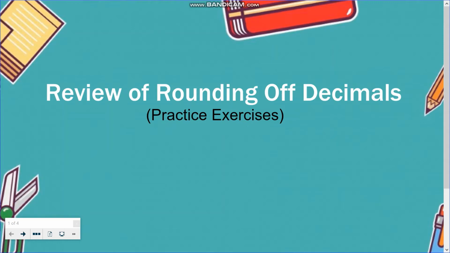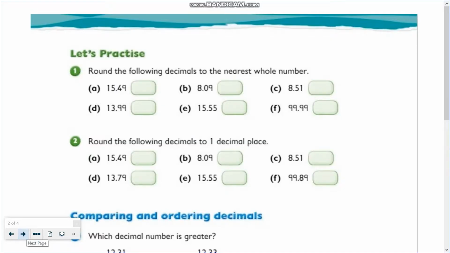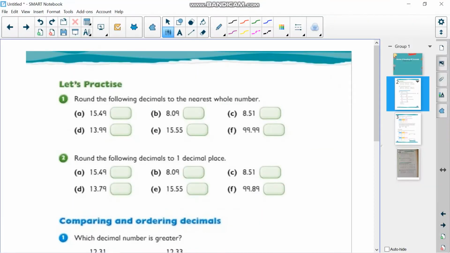Let's answer the practice exercises for the lesson, Review of Rounding Off Decimals. Let's begin with your student's book. Number 1, for let's practice, round the following decimals to the nearest whole number.